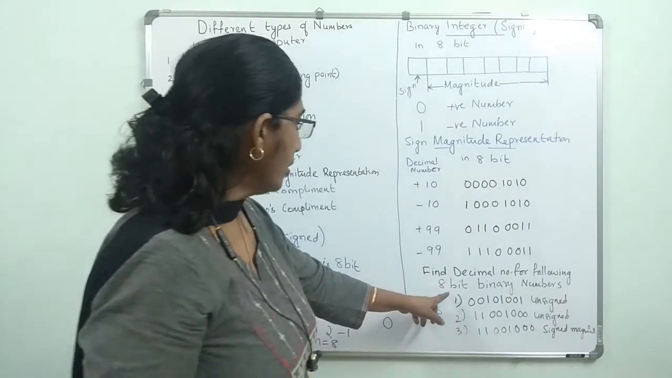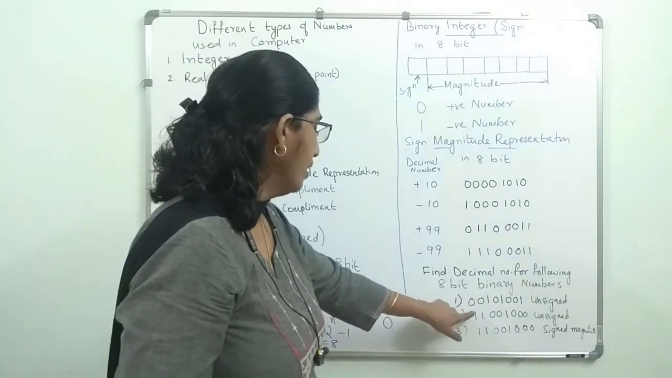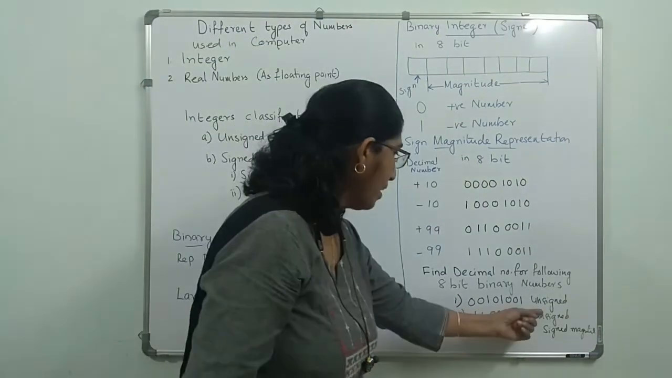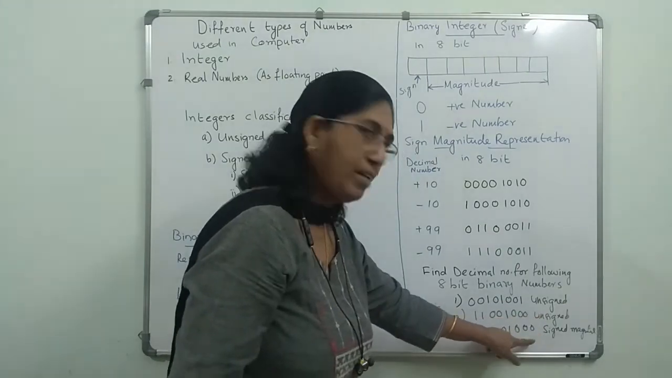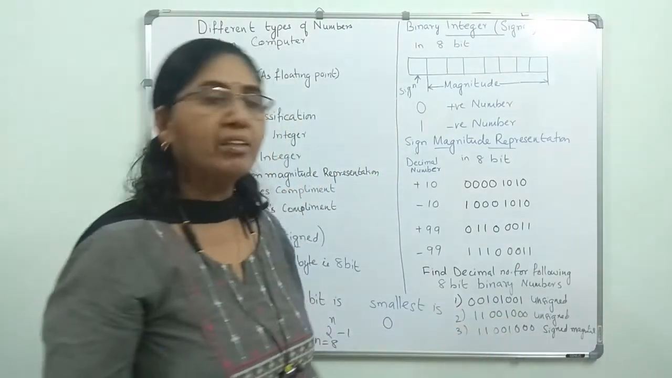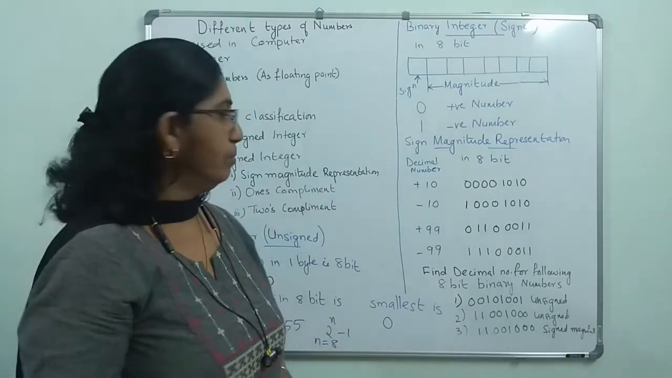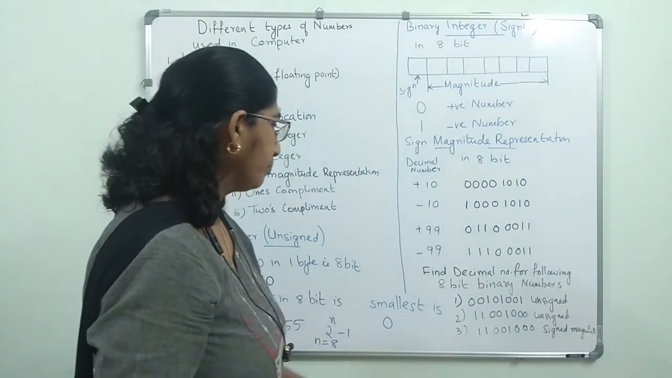Now you can try this. You can convert this. Here I have given an unsigned number and a signed number. You can use the usual method of converting binary to decimal.